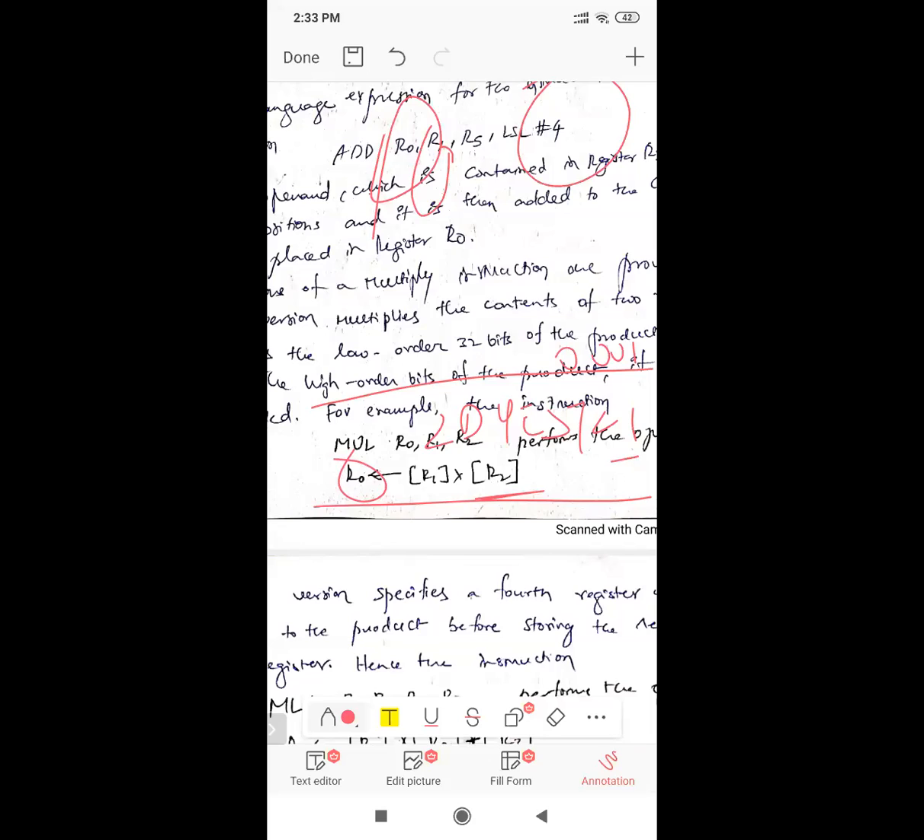For example, MUL R0, R1, R2 performs R1 multiplied by R2. R1 and R2 both are multiplied and the result is transferred to the R0 register. Second type.